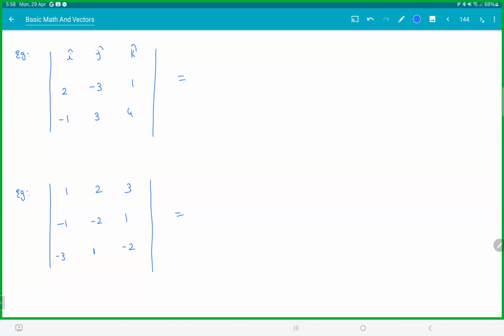Every time you don't have IJK, you can have any numbers also. So in place of I, you'll replace with 1. In place of J, you'll replace with -2. In place of K, you'll replace 3 and do it. Let's get this. Try. I'll give you a minute for both. Got an answer? Type in the chat box.